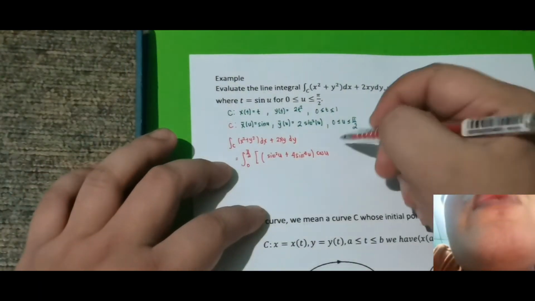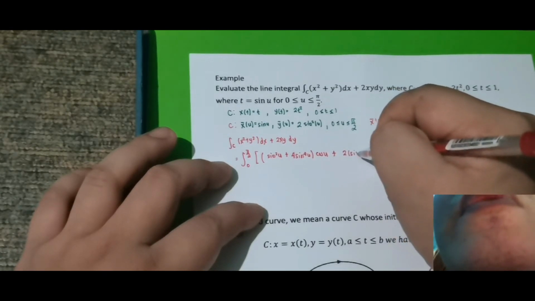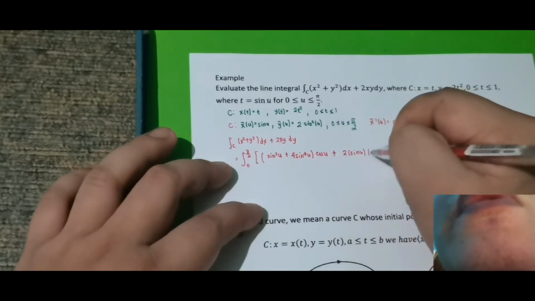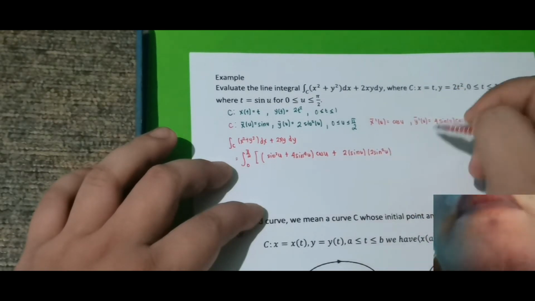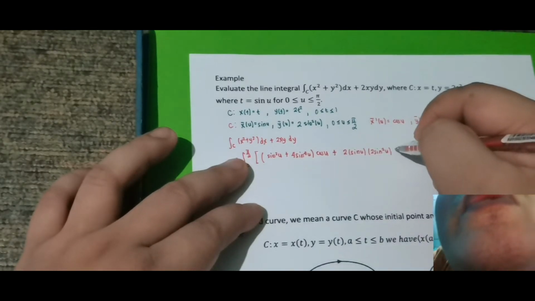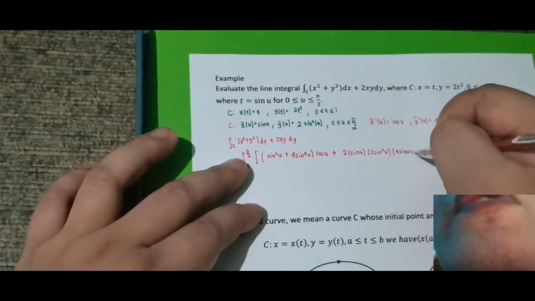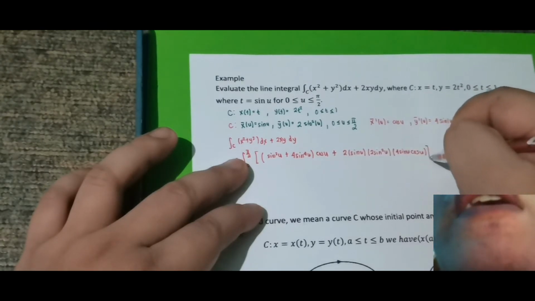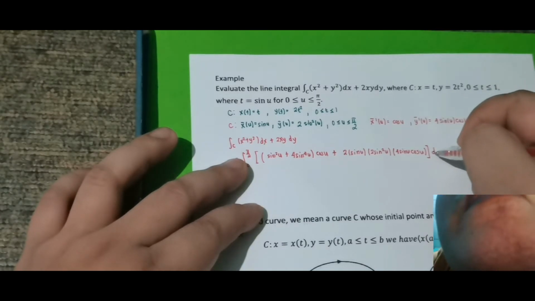Okay, then plus 2xy. So 2 times sine u. Tapos 2 sine square of u. Tapos y bar prime of u. So that is 4 multiplied by 4 sine u cosine u. Tapos bracket. So this is du. So yung huli syempre is du.